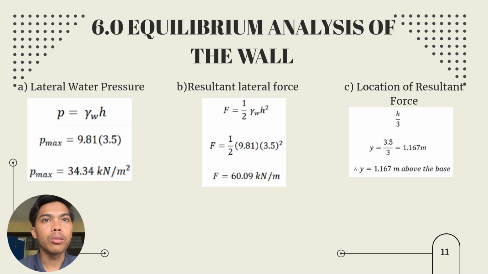So moving on to section 6, the equilibrium analysis of the wall. First, we calculate the lateral water pressure, which gives us a maximum pressure of 34.34 kilonewton per square meter at the bottom. Second, this pressure creates a total resultant lateral force of 60.09 kilonewton per meter pushing against the wall.